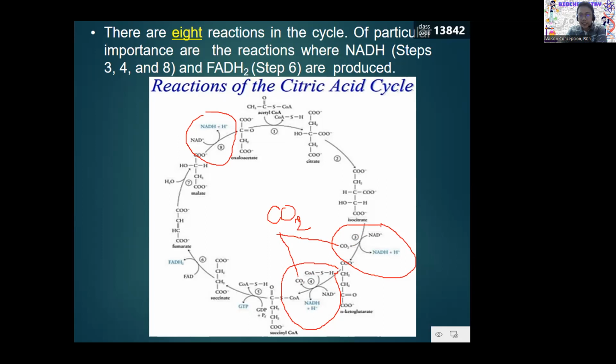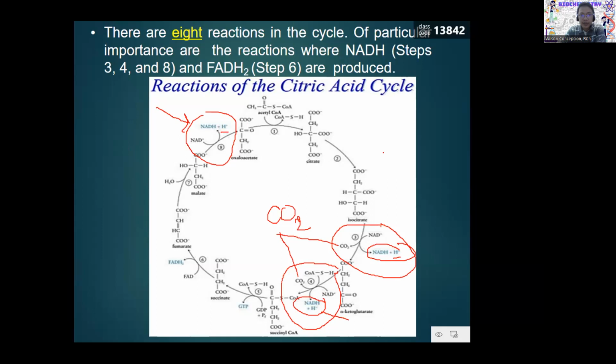Then, where is the H+? Right, there is H+ plus electron. So here in step 3, you have H+ produced. In step 4, there is also H+. And in step 8, there is also H+ produced.